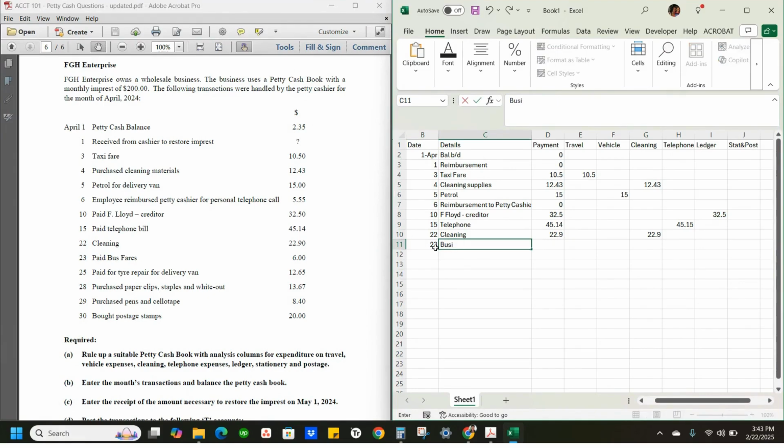On the 23rd, more bus fare was paid out. So bus fare in our payment column, which was $6. That's travel, so it goes there as well. On the 25th, we have a tire repair for the van. So tire repair, and because it was for the van, it would be a vehicle expense. This was $12.65.